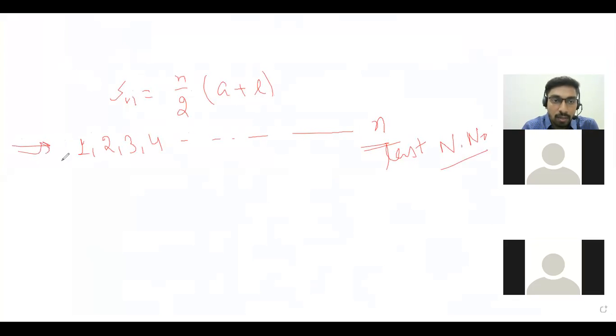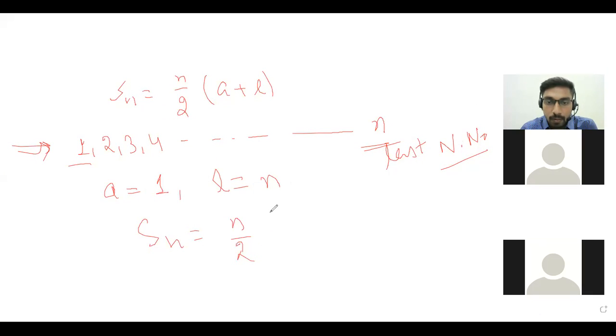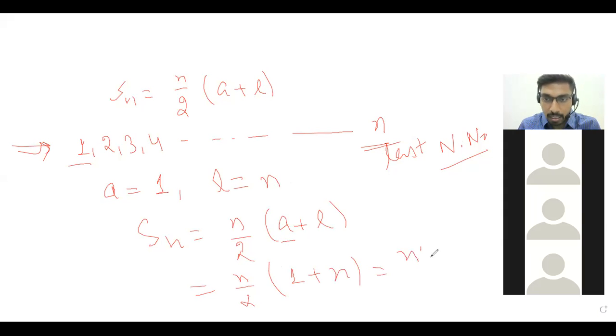For this sequence, you can easily see a equals 1 and L equals n. So Sn equals n upon 2 into a plus L. Here a is 1 and L is n, so Sn equals n into n plus 1 by 2. By using the same formula, you can derive other results as well. So this is the way.